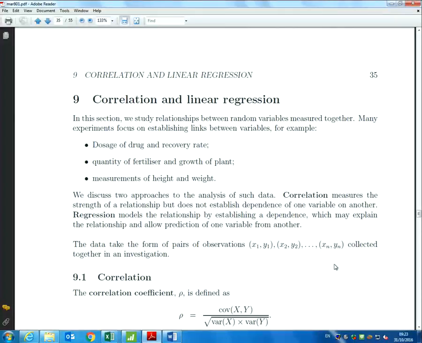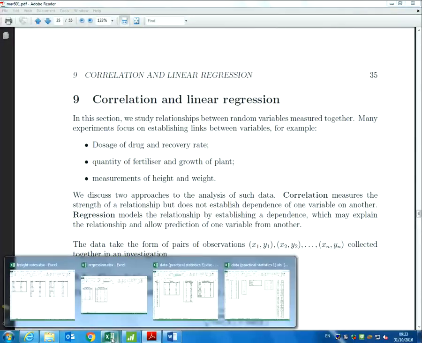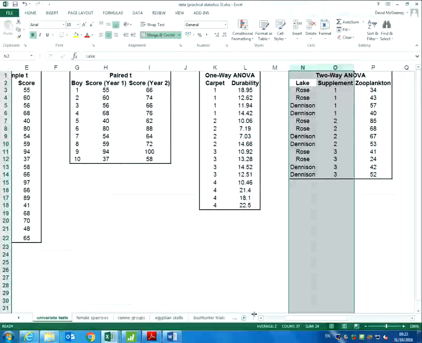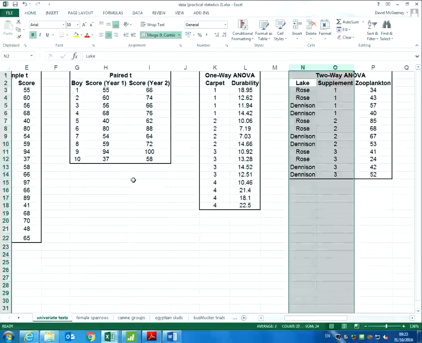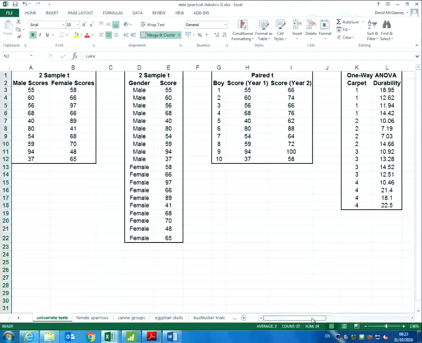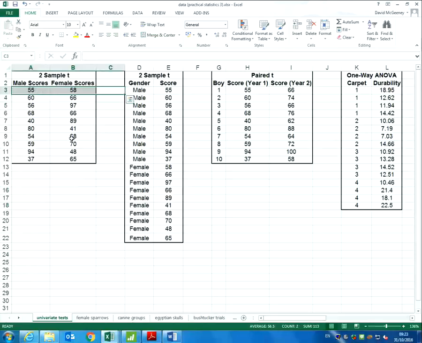Right, so would you all agree that when you have seen previously 2 columns of data, what we're looking at is actually the same characteristic, okay? So in columns A and B, what have we got? For the boys and girls, we have math scores.